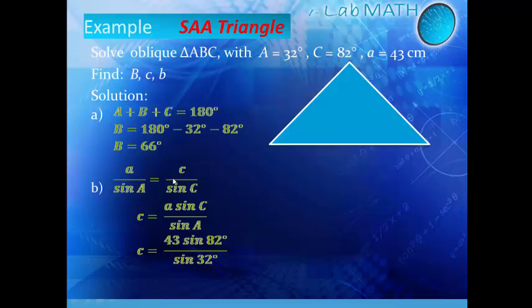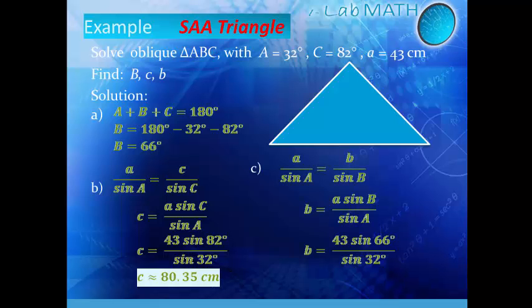So with a little algebra, you can have side C is equal to A sine C over sine A. Substituting the value of A, that is 43, the value of angle C is 82, and the value of angle A is 32. Then we can have side C is approximately 80.35 centimeters.